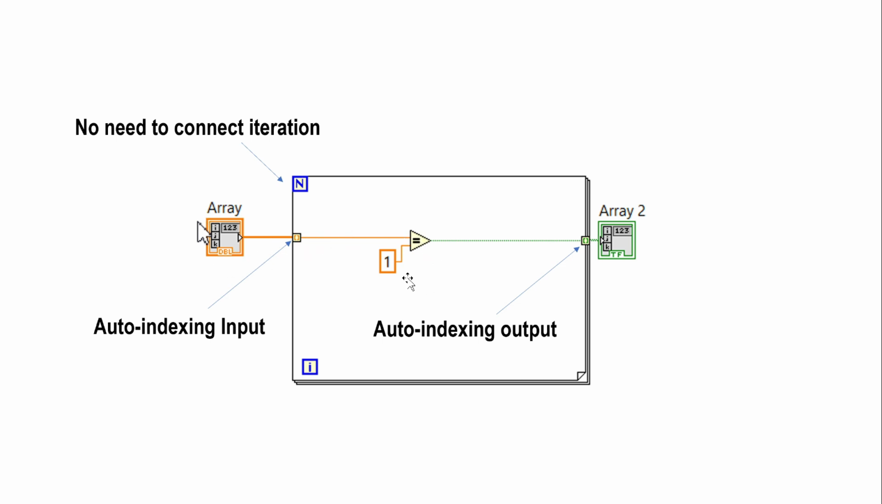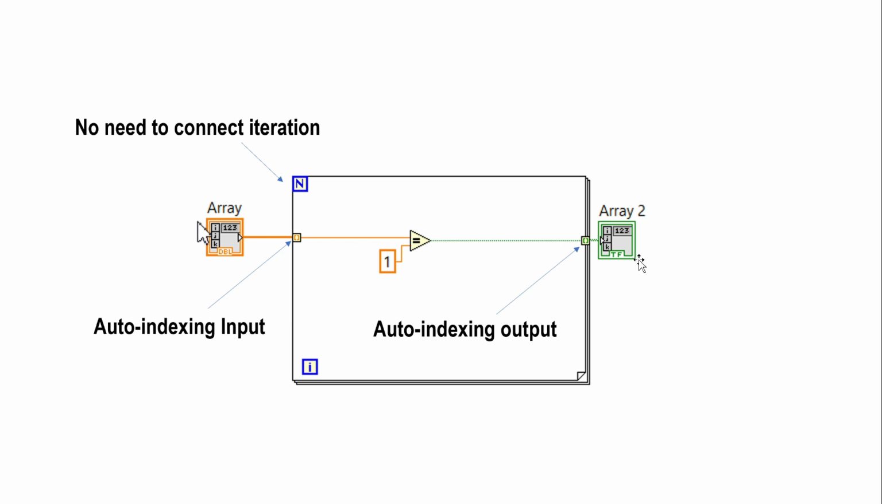So now inside, each element is compared with the 1. If this is 1, that's true, otherwise false. So true is on and false is off. You just connect this one to the auto-indexing output as well. So all the true and false values will be stored in memory until the for loop is finished. After the for loop ends, all the true and false data goes to the Boolean type array.